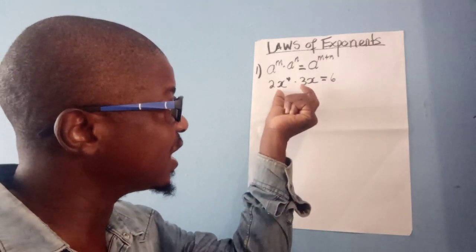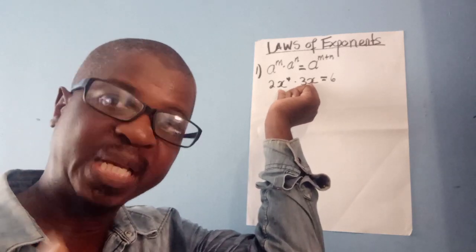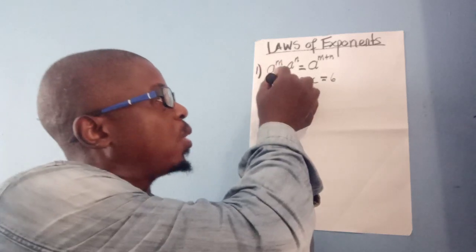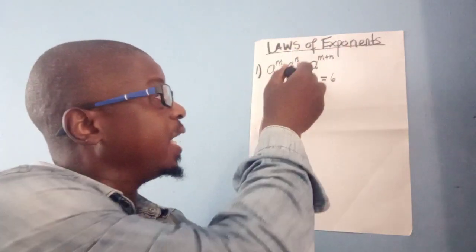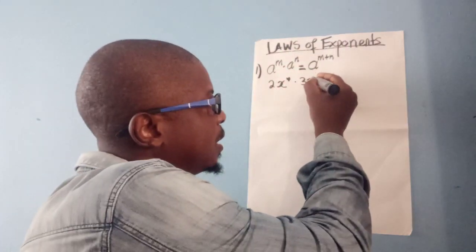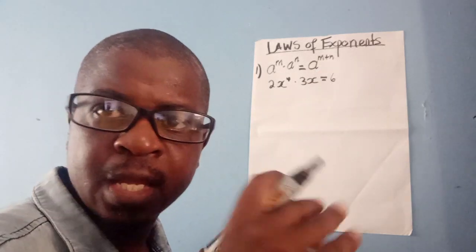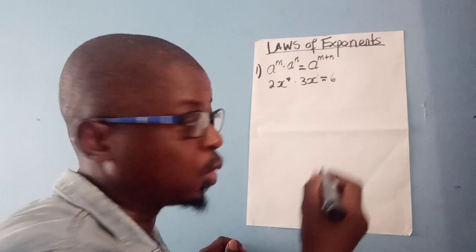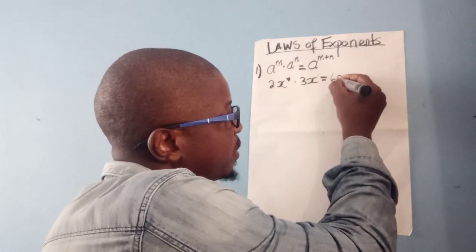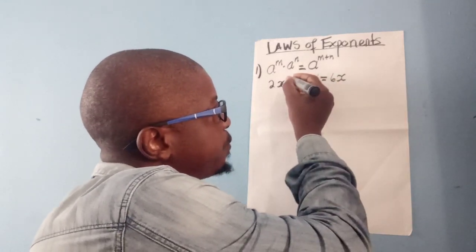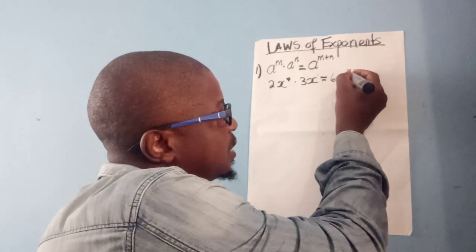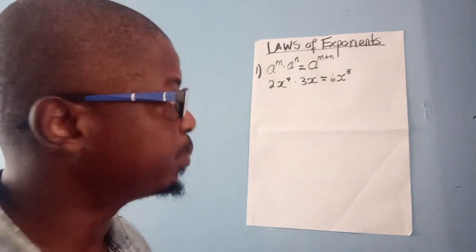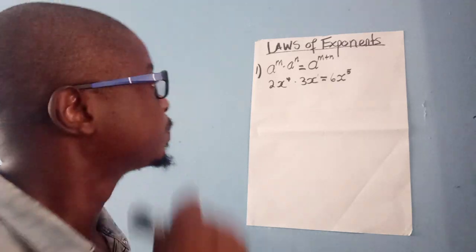as in this and this are the same base. So we remember we talked about a to the power of m. This is our a to the power of m and a to the power of n. But here, where there is nothing, there's actually a 1. So the same base now becomes x to the power of 4 plus 1, which is 5. Okay, let's move on to the next example. Sorry, to the next law.